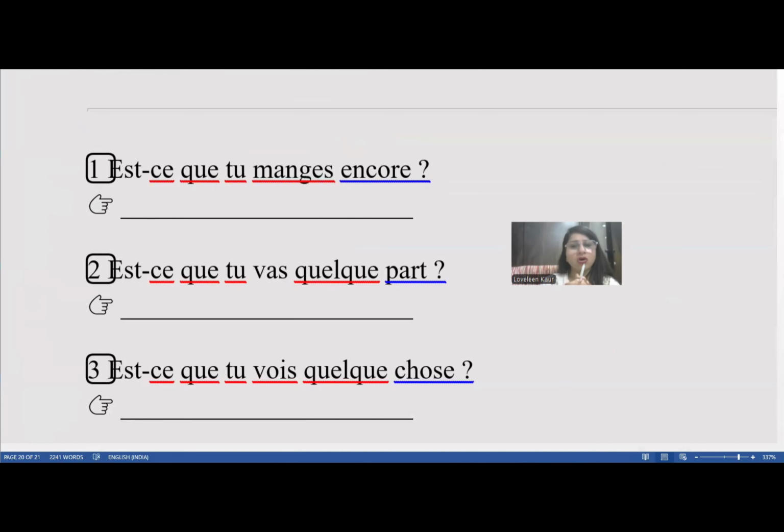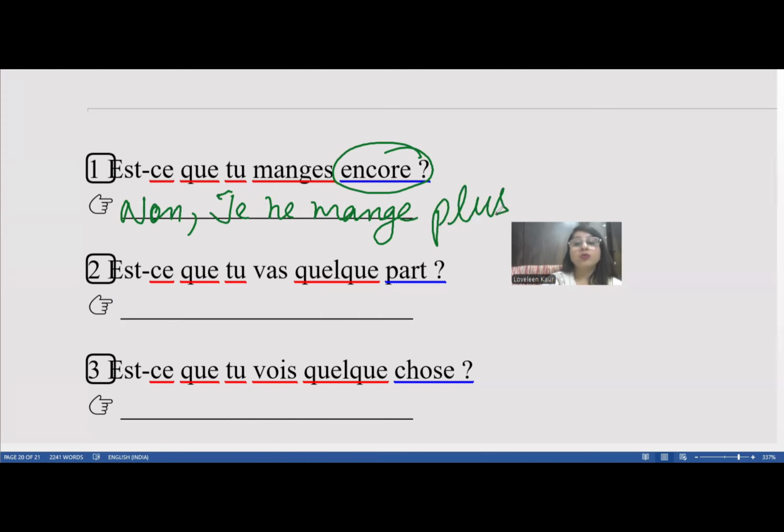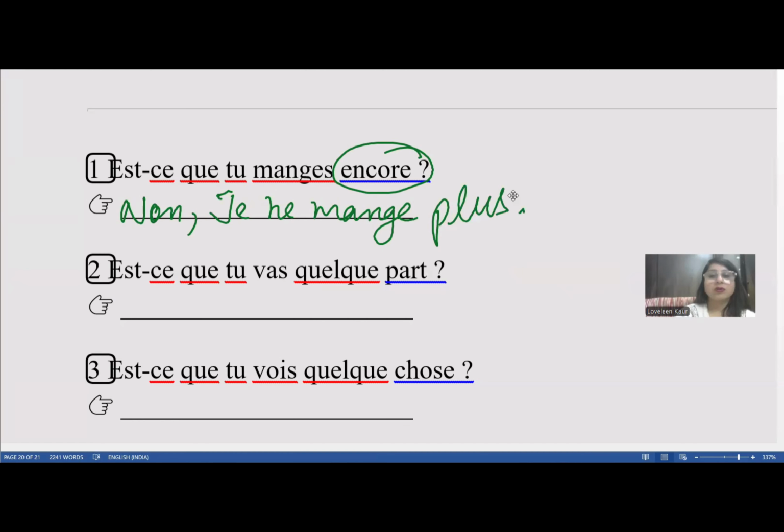Est-ce que tu manges encore? Are you still eating? Yes, I will make it negative. Répondez, reply. It's a question. You'll say no. You'll change "tu manges" to "je mange". Non, je ne mange. Encore means still. It will change to "Non, je ne mange plus." No, I don't eat anymore. D'accord?